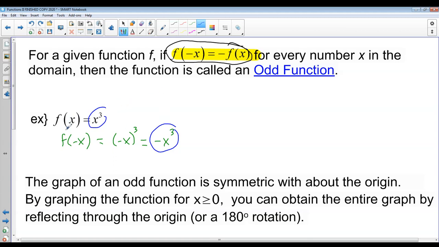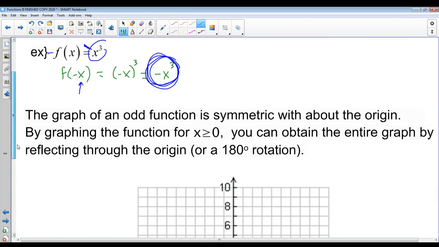So you can see f of -x is equivalent to -f of x. In this case, -x cubed is the same as -x cubed, so this function is called an odd function. If f of -x, which is right here, is the same as -f of x, then it's an odd function.